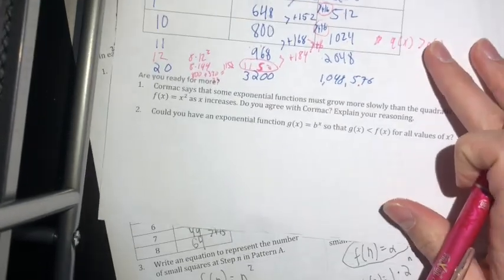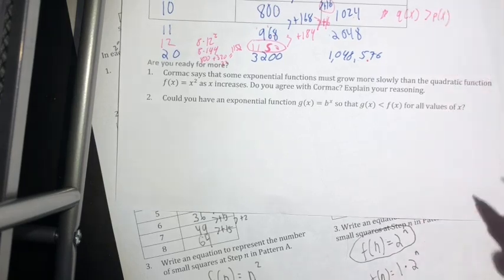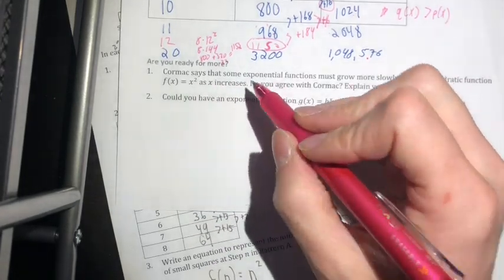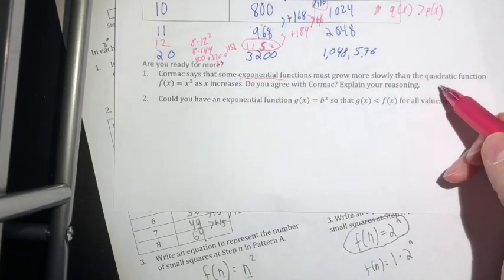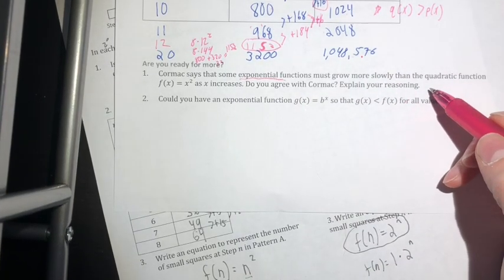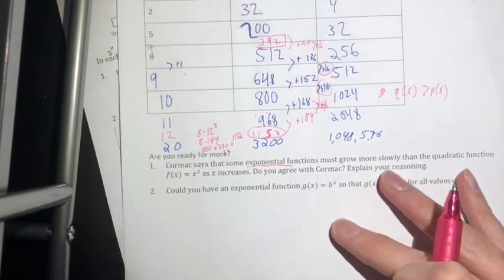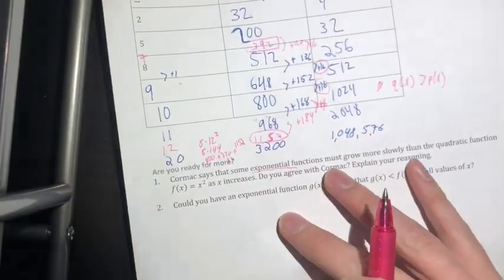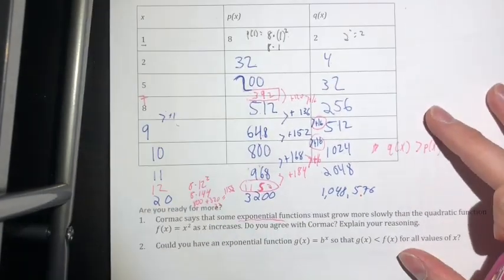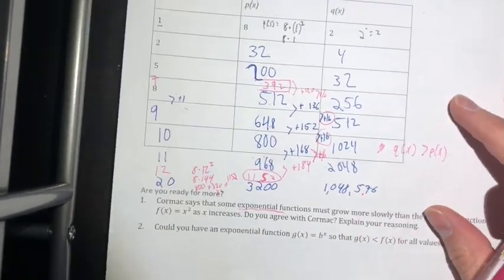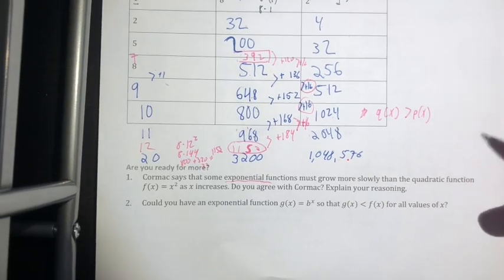Okay, so we're going to get into visualizing this. Well, this is always true. Cormac says that some exponential functions must grow more slowly than quadratic functions as x increases. So do you agree or disagree? Do you think that there are some exponential functions that might grow more slowly? Because we had 2 to the x, like, okay, doubling is pretty dramatic. So are there some where it doesn't always catch up?